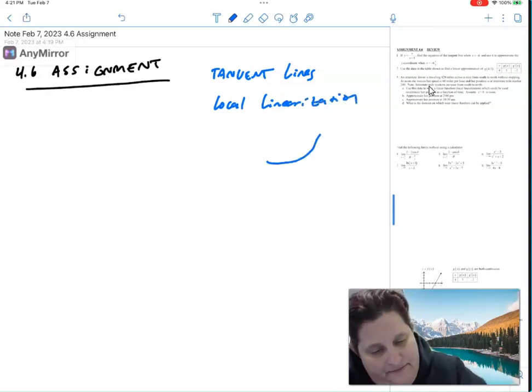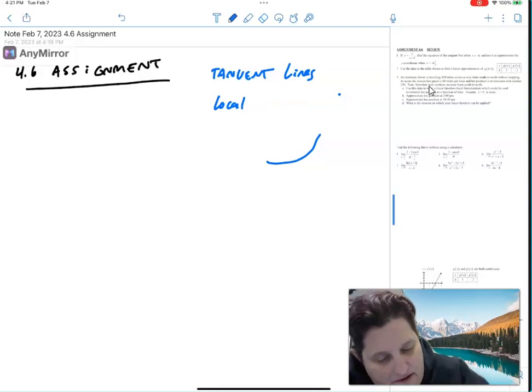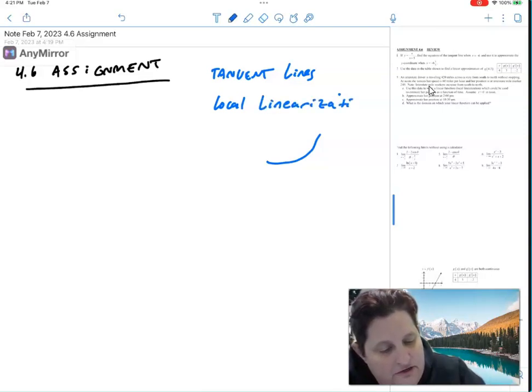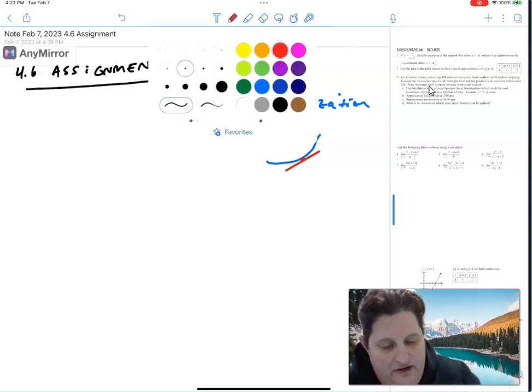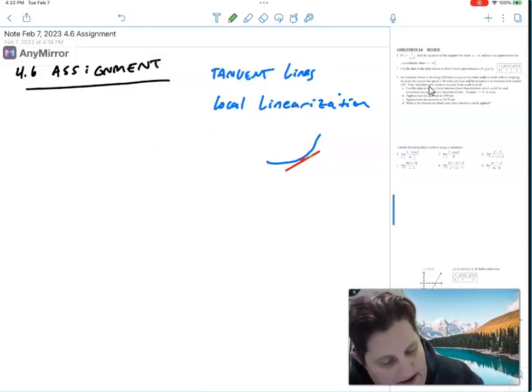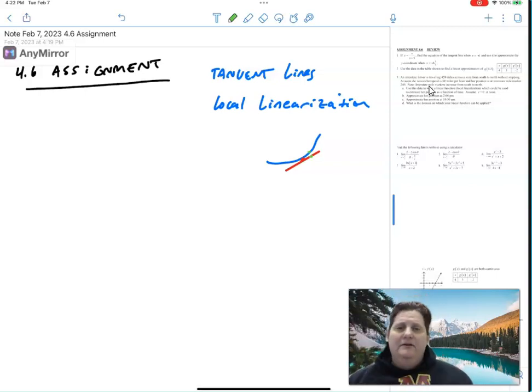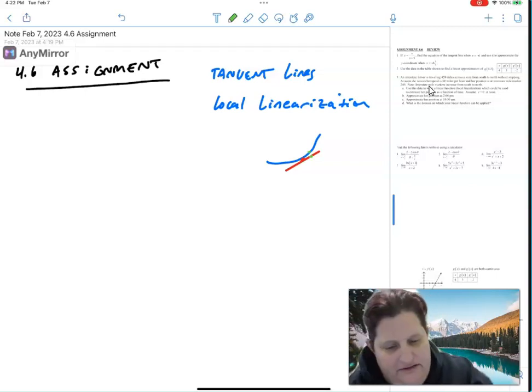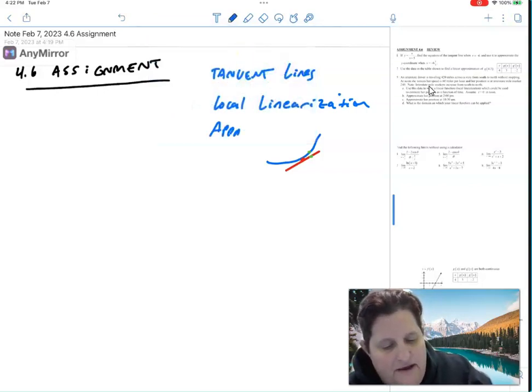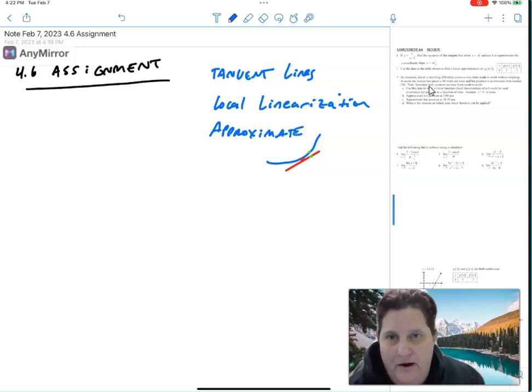Sorry, I'm not writing very well. Linearization. Okay, because it's like approximating something with a tangent line. I'm going to approximate it right here when it's really right there, right? So if you see the words local linearization, or the word approximate, this is what we're going to do, all right?